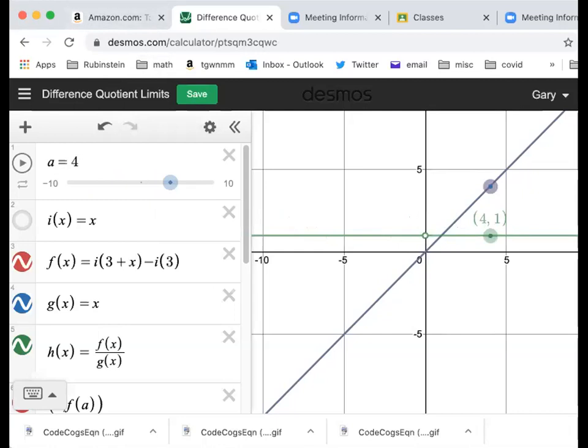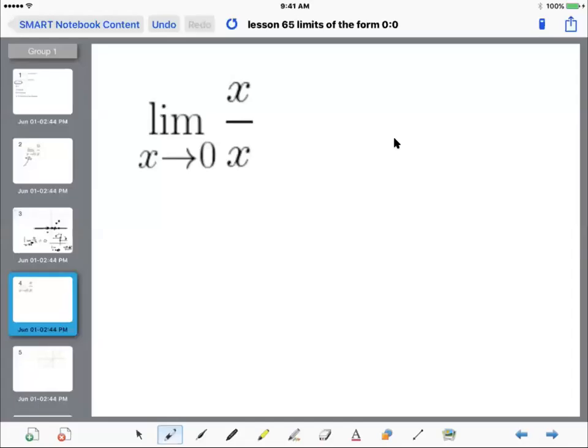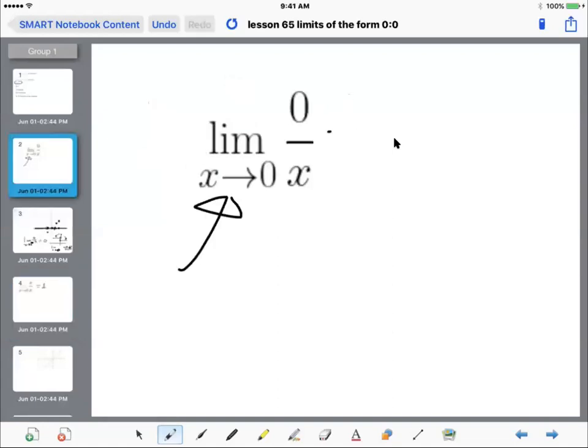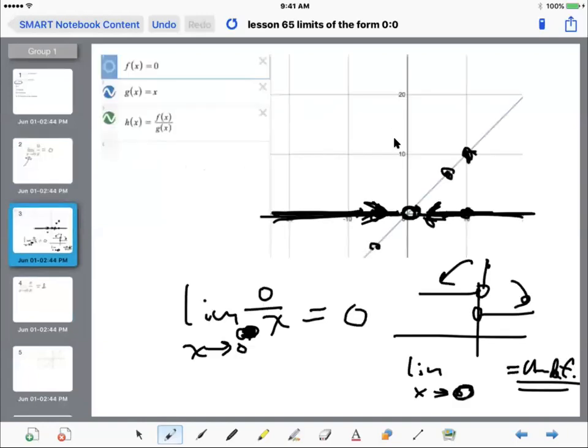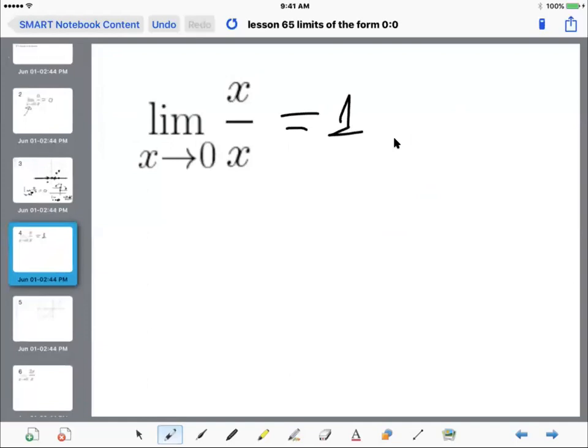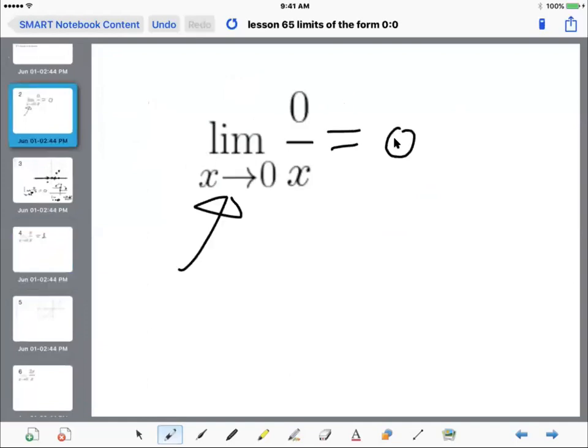This is a situation where the 0 over 0 limit was 1. Okay, so we've seen a situation where the answer equals 0. And now we've seen an example where the limit equals 1. Now I'll tell you a few things just so you can, if you have a 0 over a variable, the answer is going to be 0.